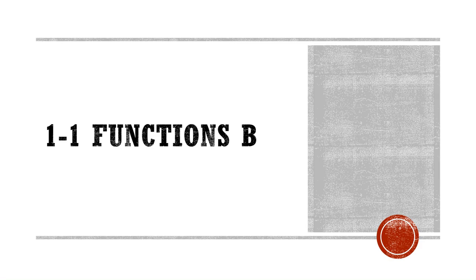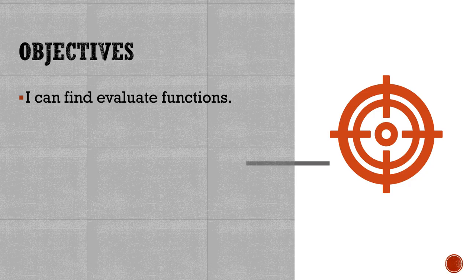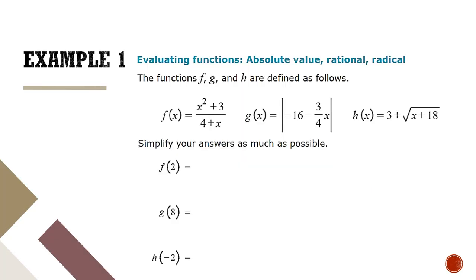This is chapter 1, section 1, functions part B. We're going to be talking about evaluating functions today: absolute values, rationals, and radicals. I'm giving you f of x, g of x, and h of x up above. We're going to start by finding f of 2.